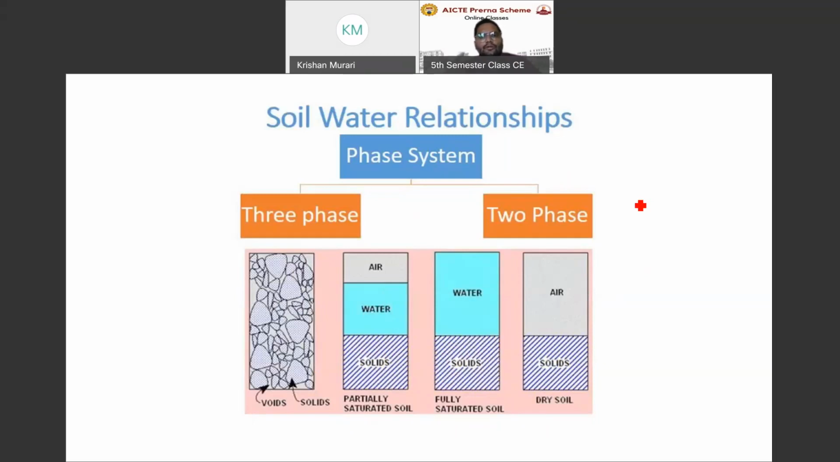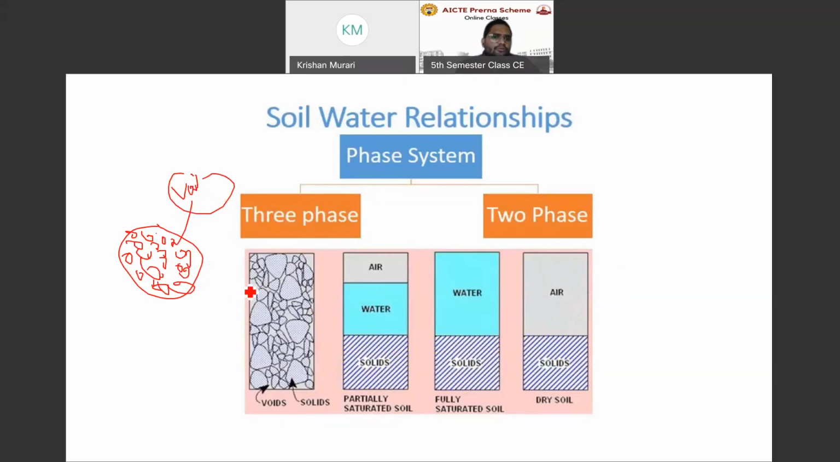First is solid particles, second one is water, and third one is air. Any soil lump, if I consider a soil lump here, contains all three: some solid particles. These solid particles are of different size, different shape, and different textures. Between the solid particles we have found some spaces, some voids.